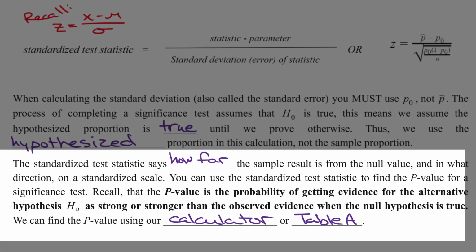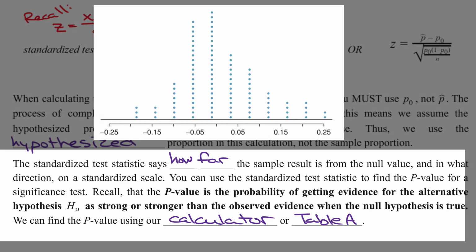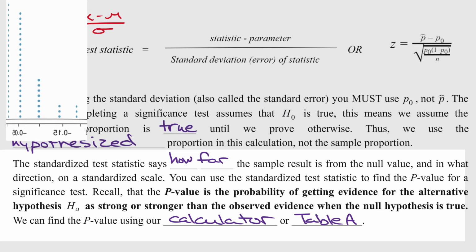Our standardized test statistic will say how far our sample result is from the null value. If our test statistic is very far from our hypothesized value, that's going to provide more evidence to reject our null hypothesis. But if our standardized test statistic tells us our sample was not that far from our null value, then we do not have convincing evidence.